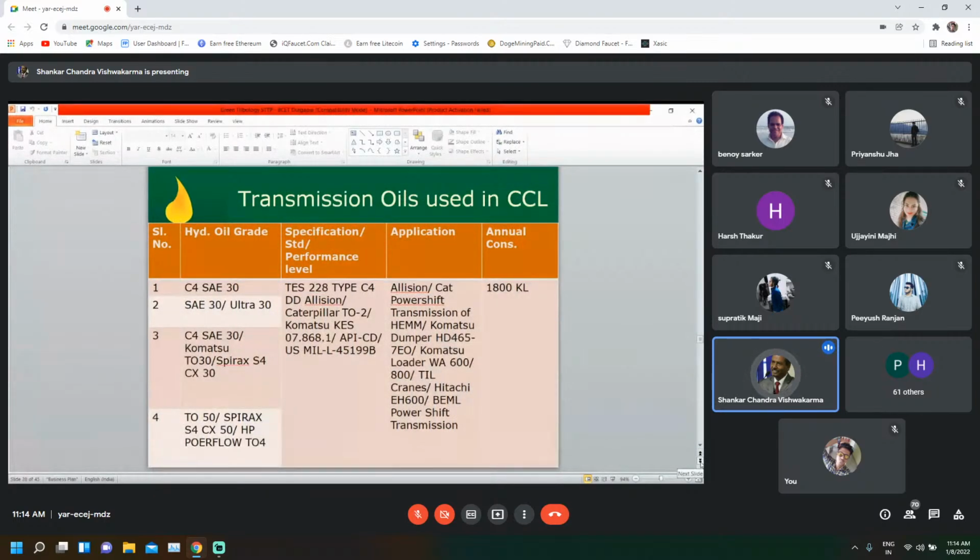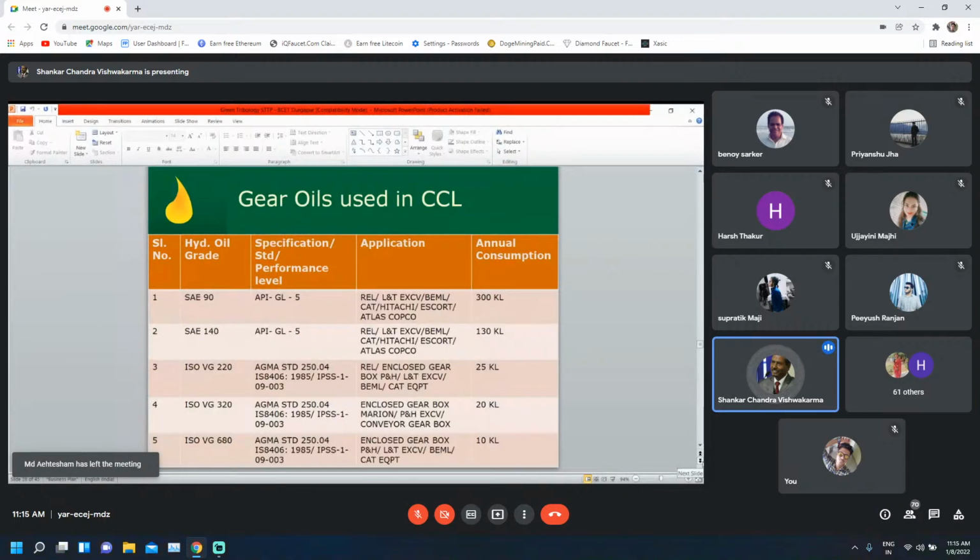This is another very important application of lubricating oil. It is transmission oil basically. And transmission oil is a C4 SAE 30 grade. This SAE 30 or Ultra 30 we can call it, or C4 SAE 30, or there is another grade we call Komatsu TO30 or Sparex S4 CX30. So all are basically SAE 30. Viscosity grade is the same, but only the additives are different to suit the application of their manufacturer. And here you can see the 1800 kiloliters of transmission oils we are using per year in CCL.